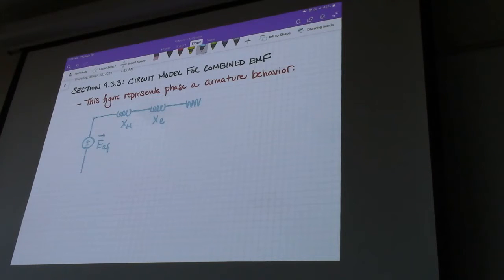And then we're also going to have a series internal resistance, which we haven't really discussed. That's just going to be the resistance of the coils of the winding itself. When we have this generator running, the stator windings, the armature windings, they have an internal resistance. They're not assumed to be zero resistance. So this is our magnetizing reactance, this right here is our leakage, and this is our winding resistance.